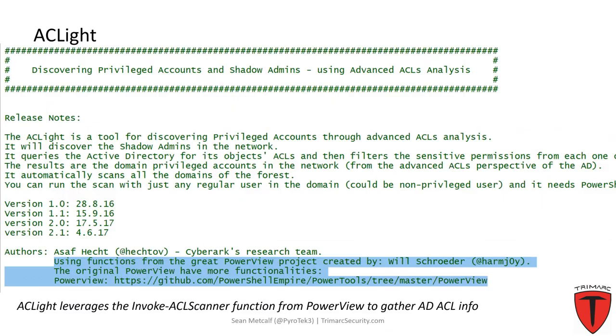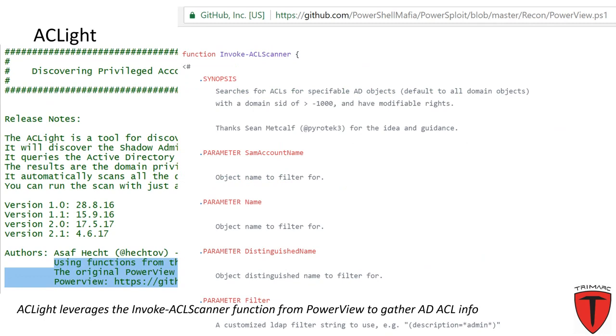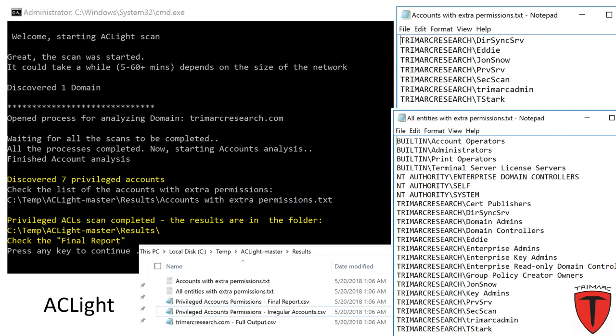But there is a tool called ACLight that was published for free from the CyberArk research team, and it uses a PowerView function to gather and report on the Active Directory permissions. In fact, it uses this exact function called Invoke-ACLScanner, which was originally used by BloodHound in order to pull in the Active Directory permission information from the AD environment. And the nice thing about ACLight is that it's going to provide these different text files which are reports highlighting potential issues. So all entities with extra permissions, accounts with extra permissions, these are things to look at to see what might be an issue in your environment.